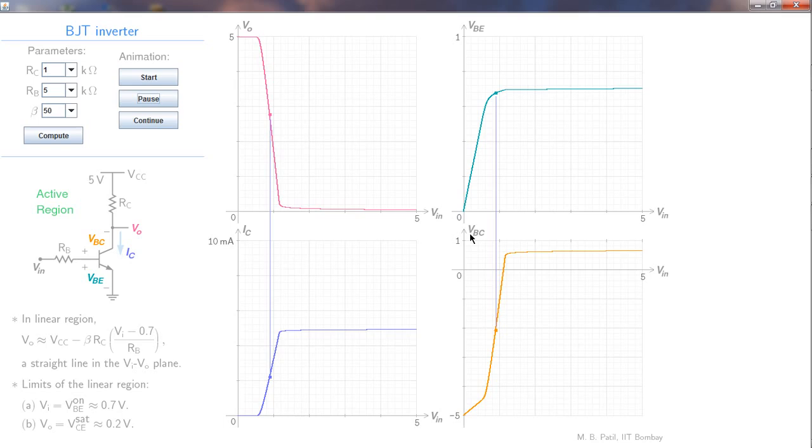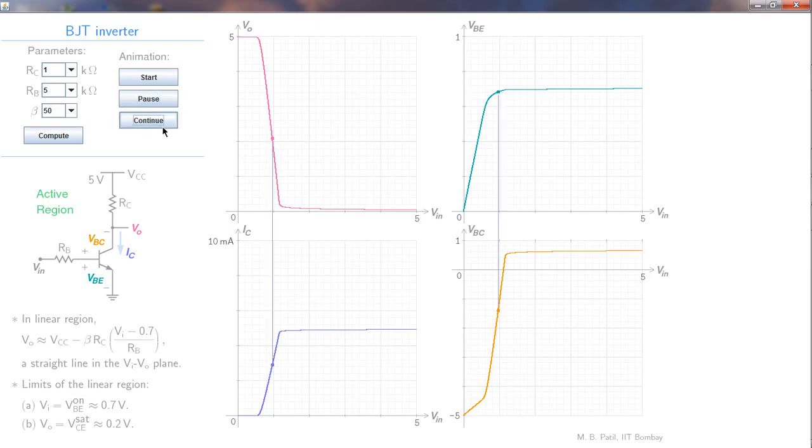VBC is still less than 0.7. In fact, it's negative at this point, and the base collector junction is therefore still under reverse bias. VBE is now something like 0.6 to 0.7 volts, and that is large enough to give rise to substantial IC, and that is what we observe here.